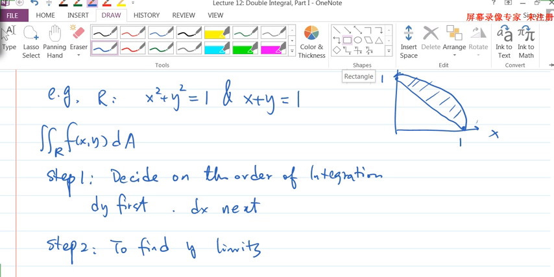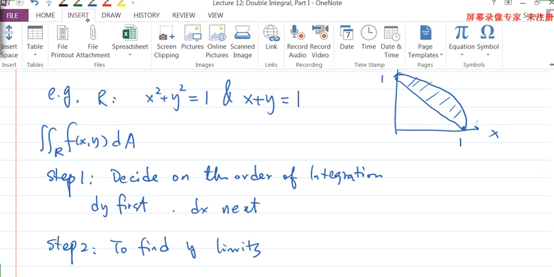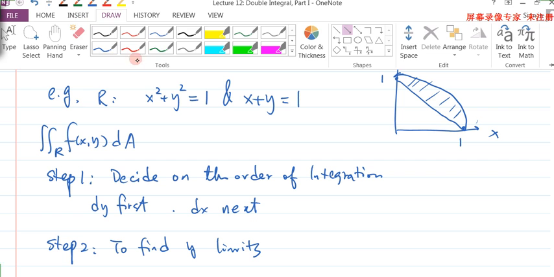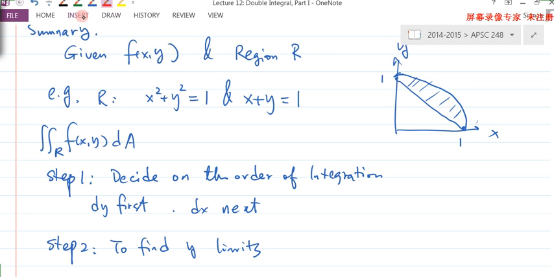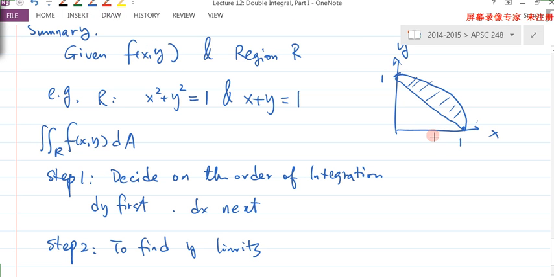So how do we choose the color? Red color, no? Pardon me? Oh, red color, no. Good.